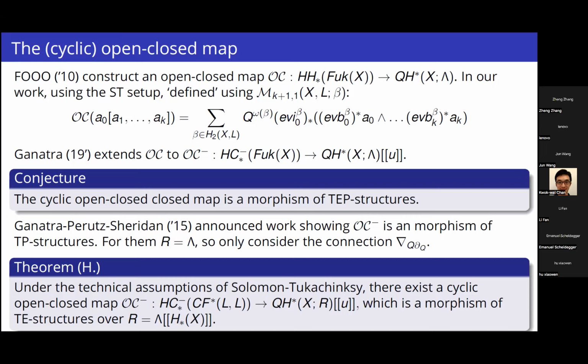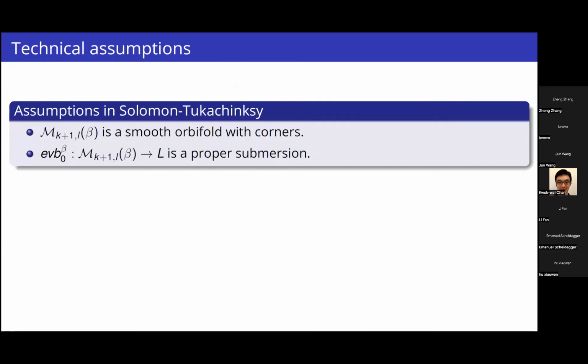Yeah, so what are these technical assumptions? They are unfortunately very strict. I need to assume that these moduli spaces of disks with boundary on L are smooth orbifolds with corners, and that the boundary evaluation map is a proper submersion.